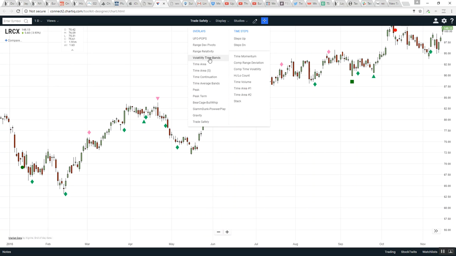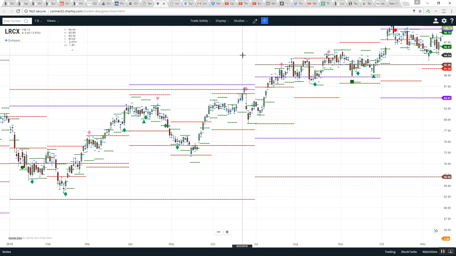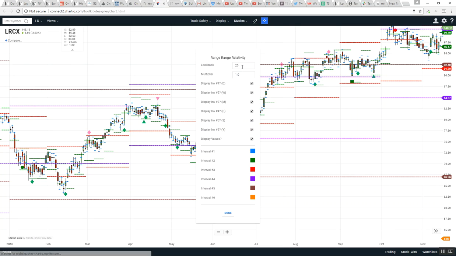Is this the range relativity study? I'm a big fan of this. Okay, so once again, what this study is doing is looking at multiple time frames. So I might just turn off the dailies just to make it a little less noisy.